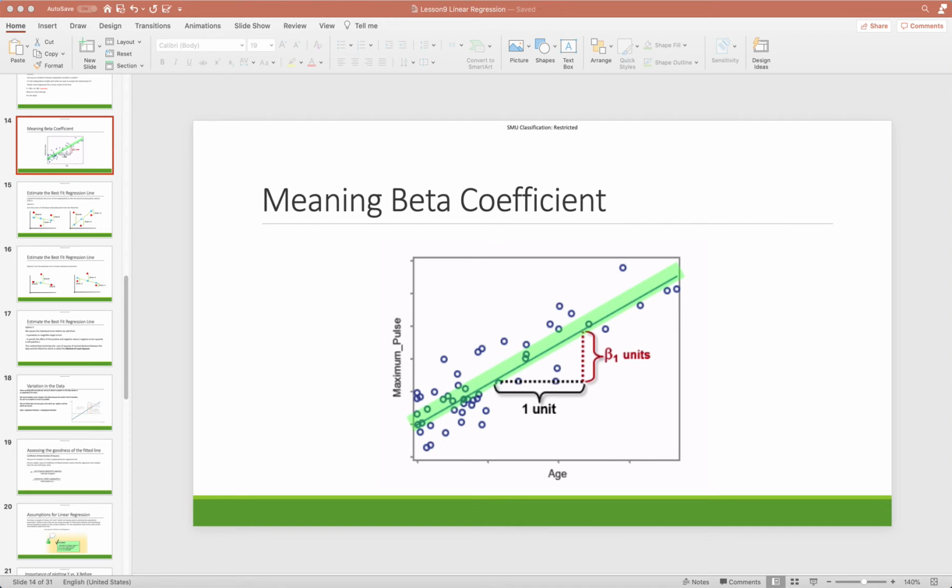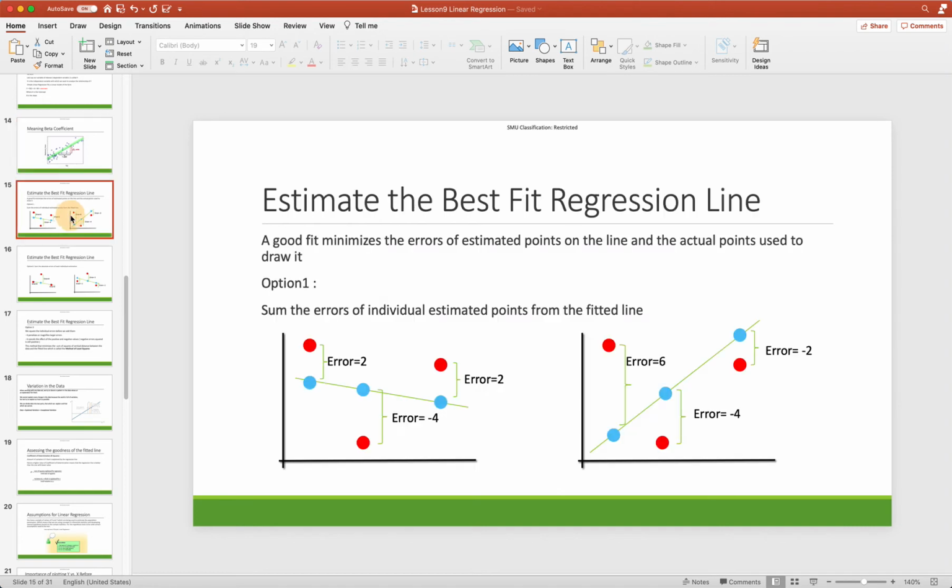So what do we mean by best fit, and how do we measure that? Let's talk about that. Basically, a line of best fit is the one that minimizes the error of the estimated points. There are a few things to note here. A good fit minimizes the error between the estimated points on the line and the actual points used to draw it.